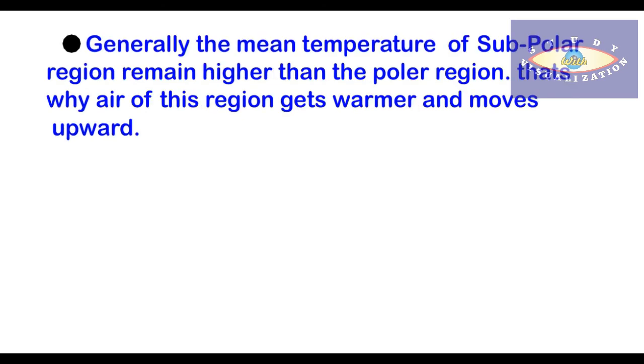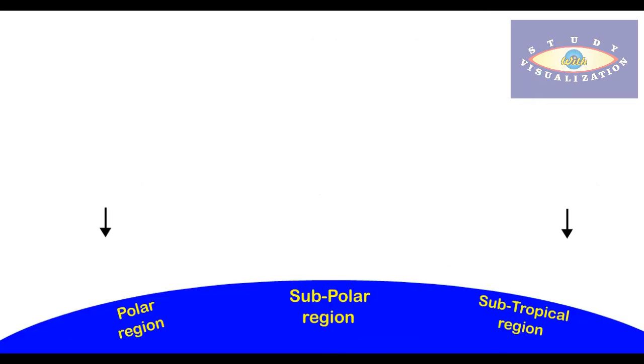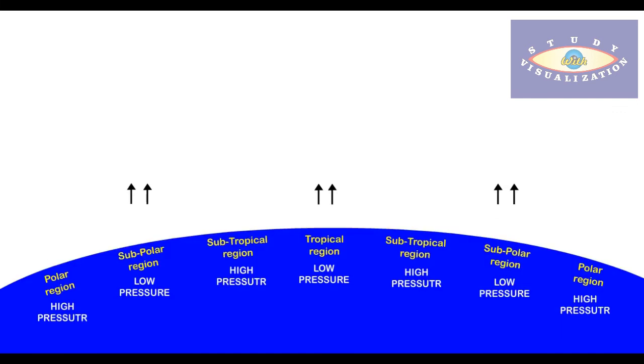In case of the subpolar region, the average temperature generally remains higher than the polar region. Thus air becomes hot and moves upward. Some portion of this goes to the subtropical region and some goes to the polar region. Thus in the subpolar region air density becomes low and in the polar region air density becomes high. So in the subpolar region there is a low pressure belt and in the polar region there is a high pressure belt. This is the scenario of the whole world.